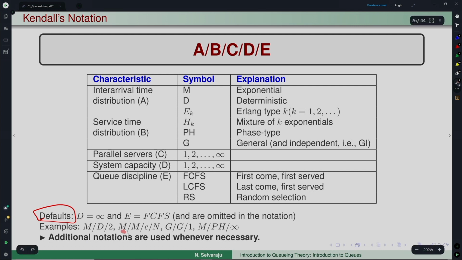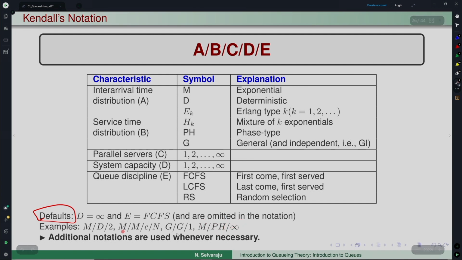Now, similarly, for example, M/M/C/N. In this particular case, there are exponentially distributed inter-arrival times and exponentially distributed service times, and there are C servers and the system capacity is N. Similarly, G/G/1, and in a similar way M/PH/infinity, which means now the number of servers is infinity, the service time distribution is PH, and arrivals are M.